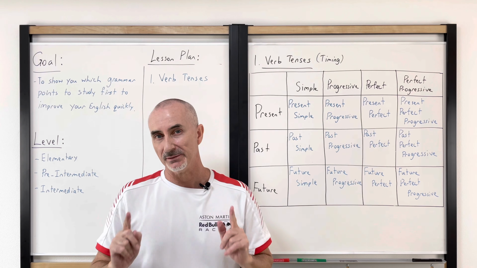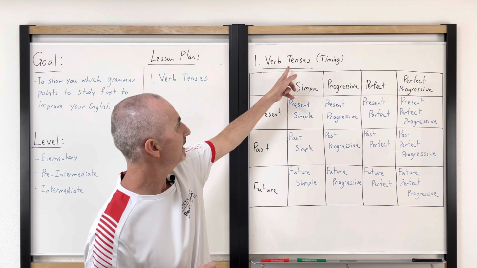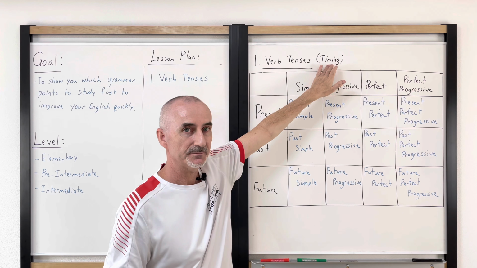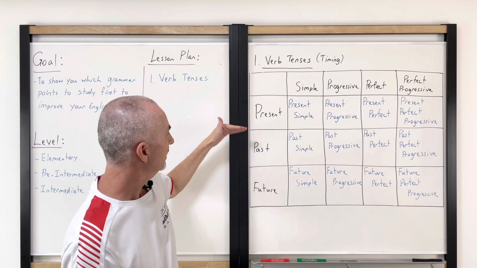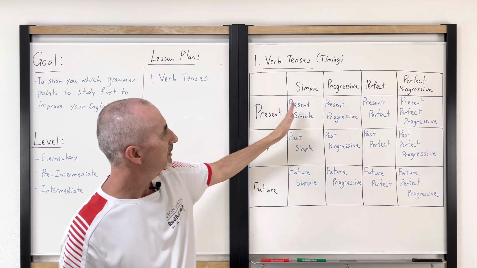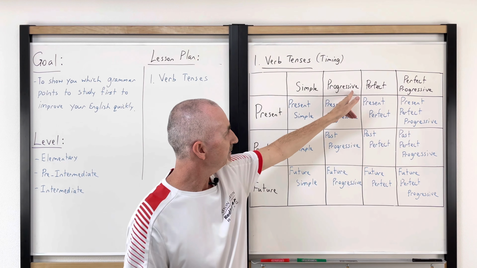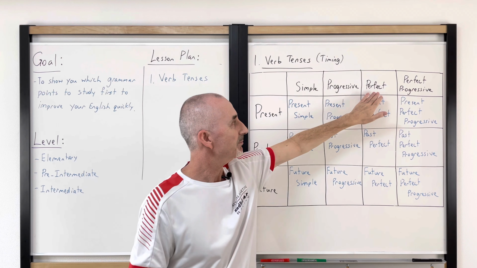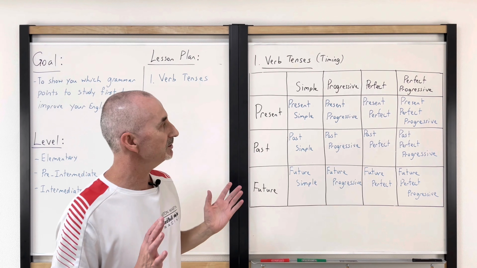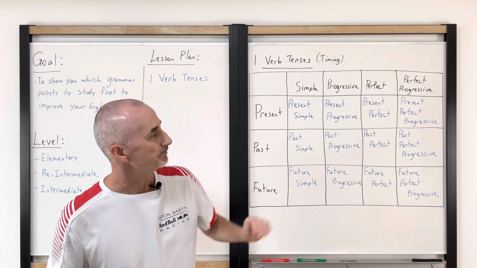Well, the first area you should focus on is, of course, the verb tenses. Remember, tense refers to the timing. Here we have our present, past, and future. And over here we have the aspect, our simple, our progressive or continuous, the perfect, and the perfect progressive. So in English there are 12 tenses, as you can see.